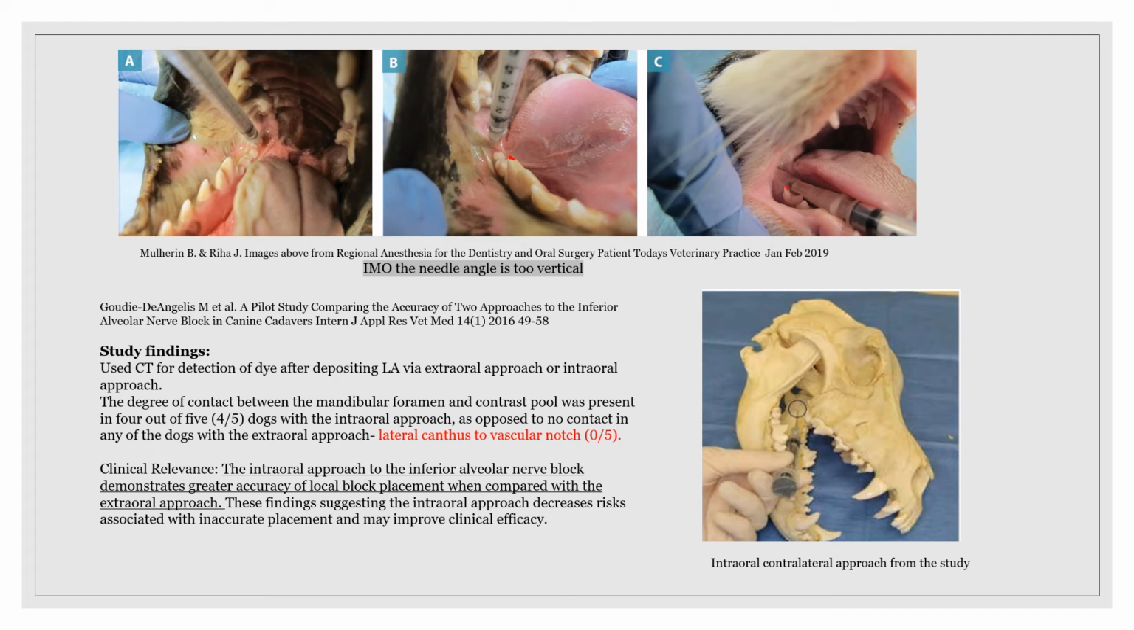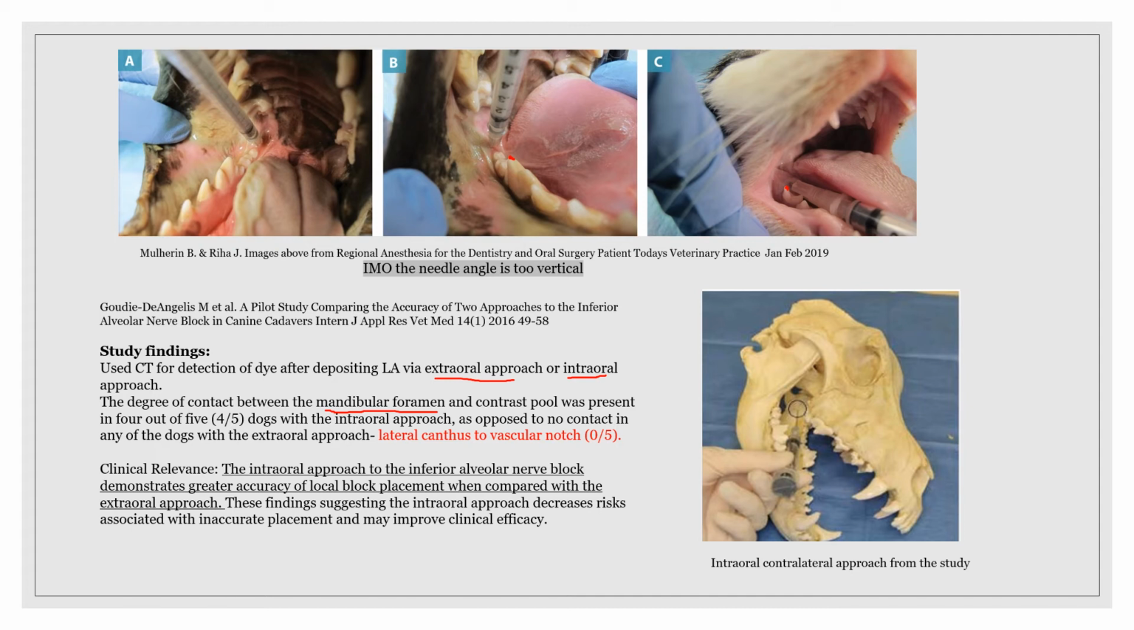There was a study that was done back in 2016 by Goody DeAngelis. This was an interesting study. It looked at the injection of a dye, using the dye as a local anesthetic, via two approaches, either the extraoral approach or the intraoral approach. Now, they used CT to see where the dye ended up. The degree of contact of the dye at the mandibular foramen was different between the two approaches.